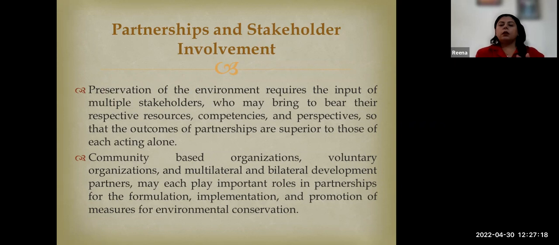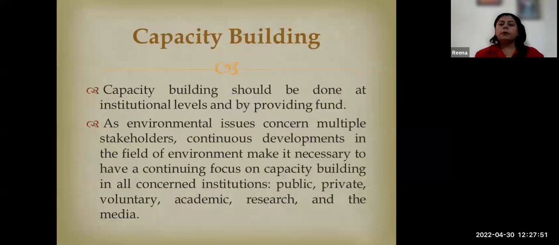So all these community-based organizations and voluntary organizations, and even the individuals who are giving exemplary contributions in environment, are awarded at the national level. Okay. So recently you must have seen that national level awards were given to many environment volunteers. Then capacity building should be done at institutional levels, and there are funds which are being provided for capacity building at institutional levels. And again, these activities are covered in your CSR, corporate social responsibility.